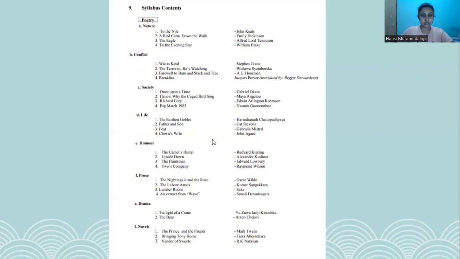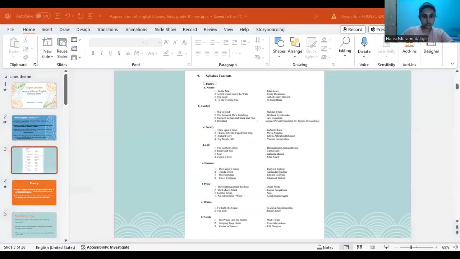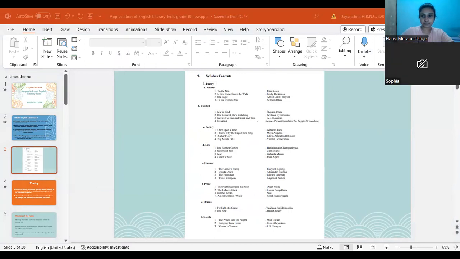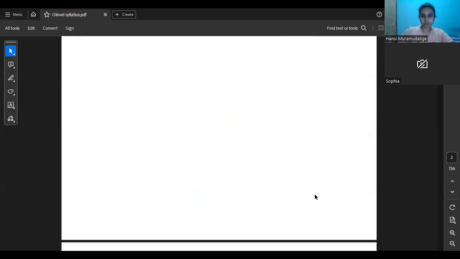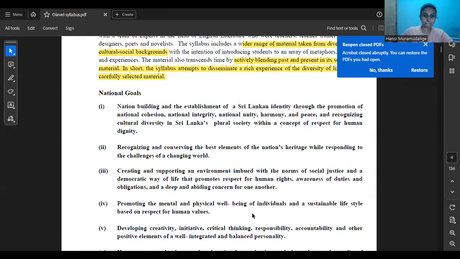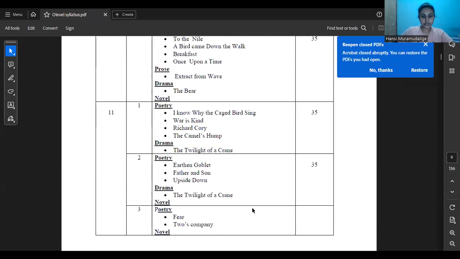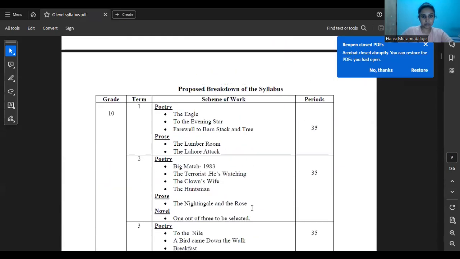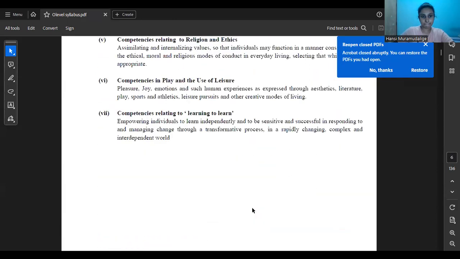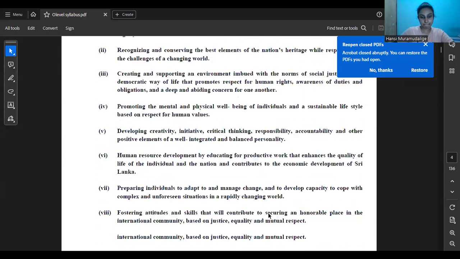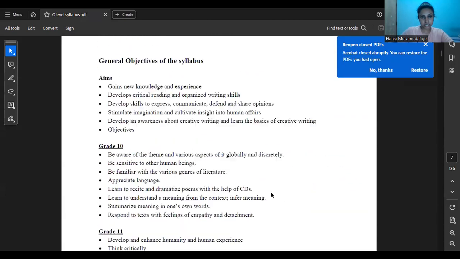Just a moment. Okay, I'll show you that. What you are going to study. Page 8.